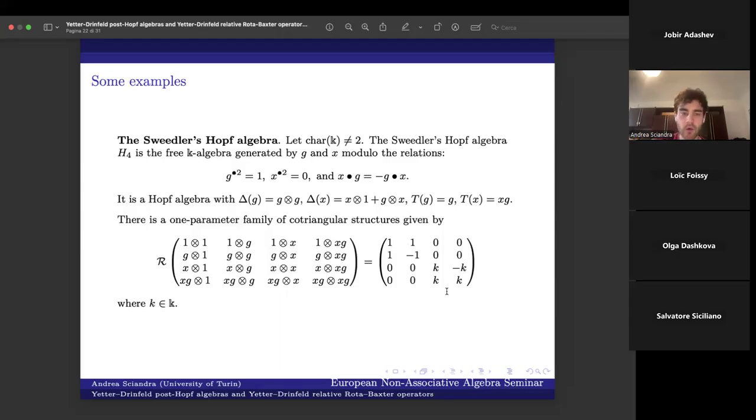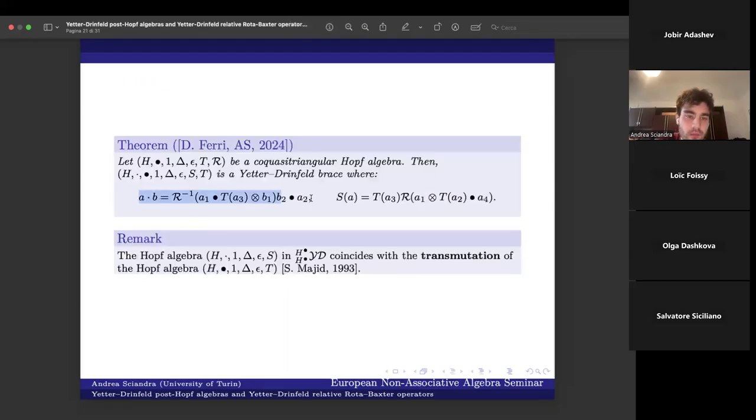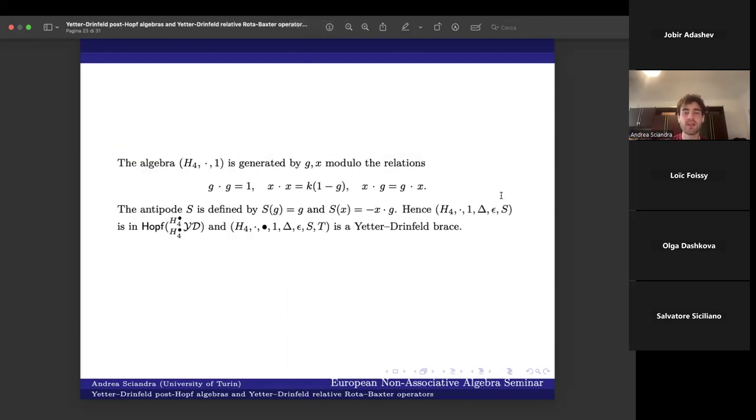Now, using this, we can define a new product in this way here, and the new antipode. Precisely, the new product gives us an algebra generated again by G and X, but with this relation: G squared is 1, X squared is not 0 but is in fact the scalar, the parameter K, which multiplies 1 minus G, and in this case X and G commute. One can also define S in this way. In fact, S of G is G, while S of X is minus XG.